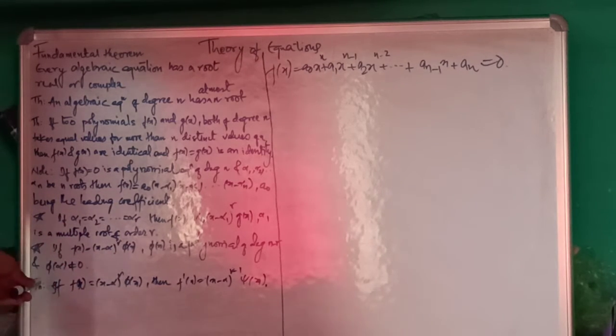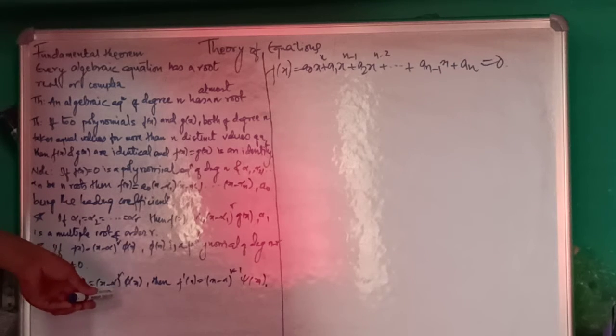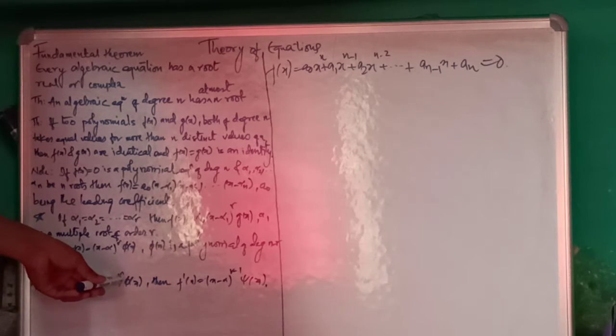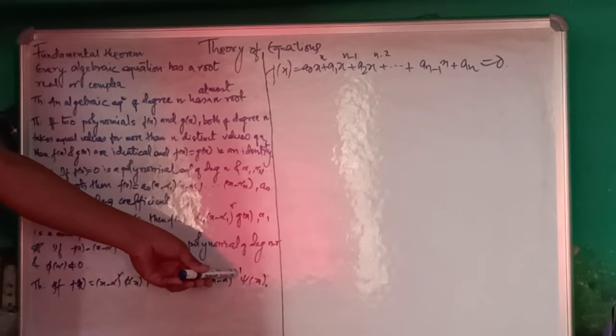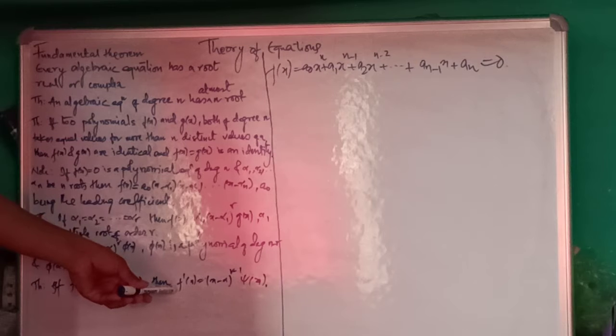Okay, now these are all the results. If f of x equals (x minus alpha) to the power r times phi, that is, alpha is a multiple root of order r, then alpha is a multiple root of order r minus 1 of f dash of x. F dash of x means the derivative of f.